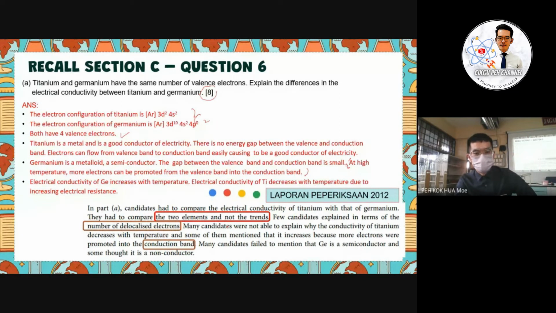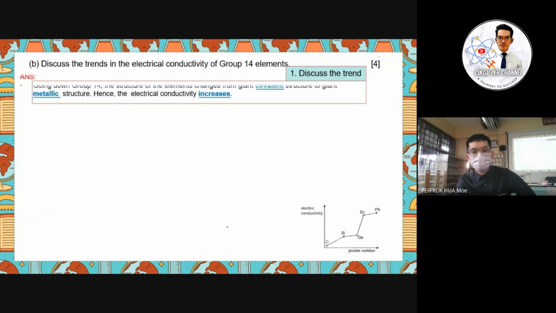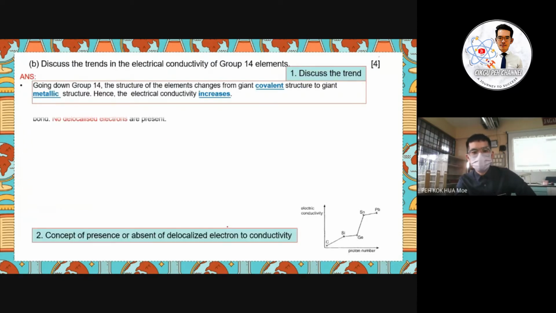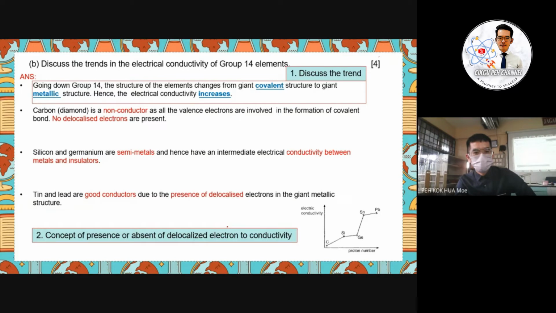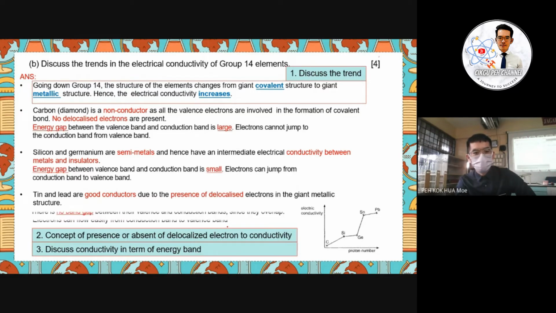Although the scheme I gave you in the last discussion for question 6 does not involve the concept of the localized electron, the scheme from 2013 gives an answer where the only point is the presence and absence of the delocalized electron. So my advice is, why not add another concept here to get 2 marks.